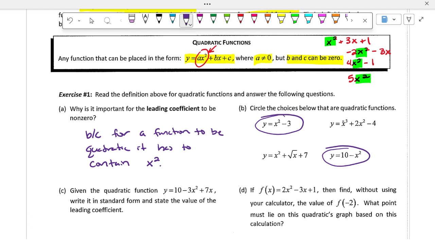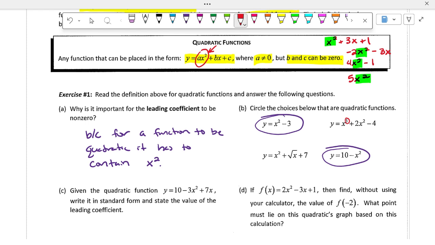Why is this top right one not? It has the x squared, but why is it not a quadratic function? It has the x cubed. Remember, it's always based off of the highest exponent. The highest exponent is a 3, so this function isn't quadratic, it's cubic.